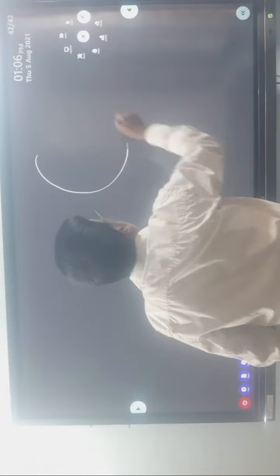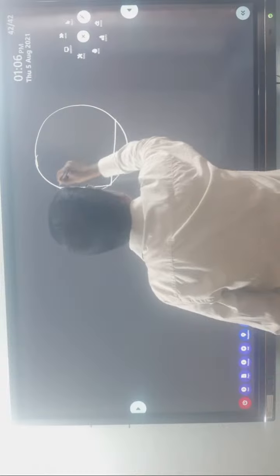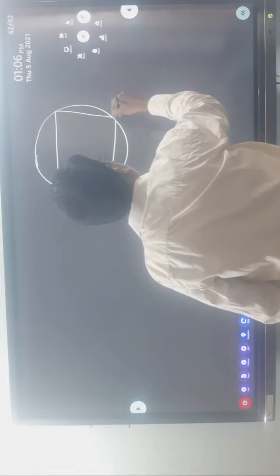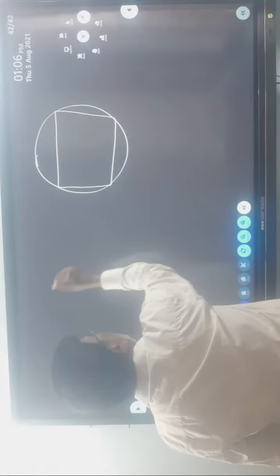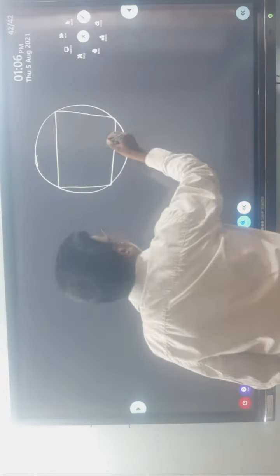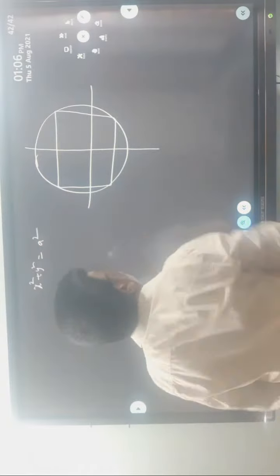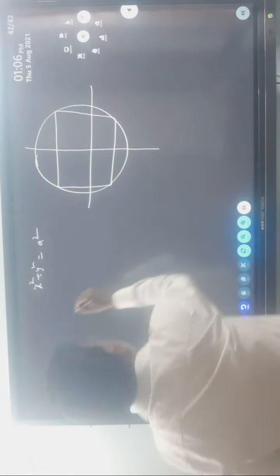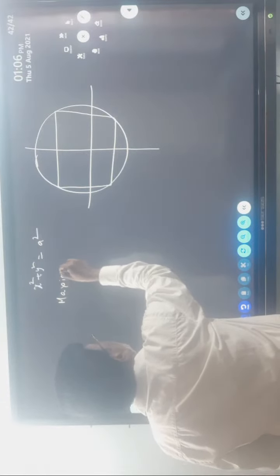Suppose, in a circle, a rectangle is to be inscribed. This is like the previous question. In a circle, a rectangle is to be inscribed. Suppose this is x. The circle is given as x square plus y square equals a square. A rectangle is to be inscribed. The maximum area is the question.